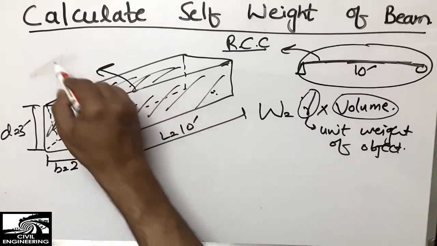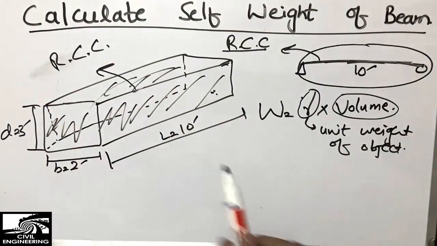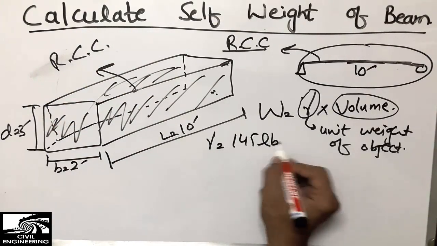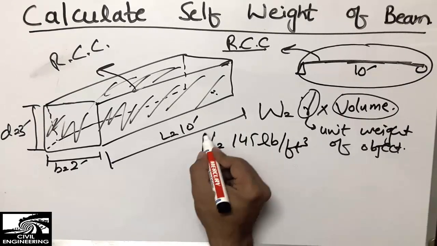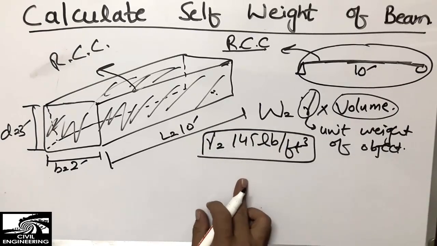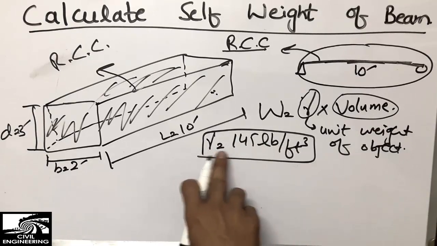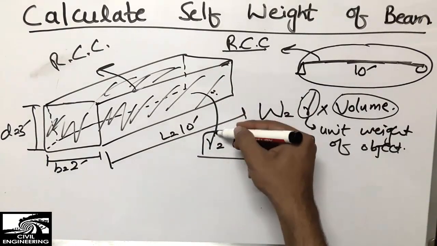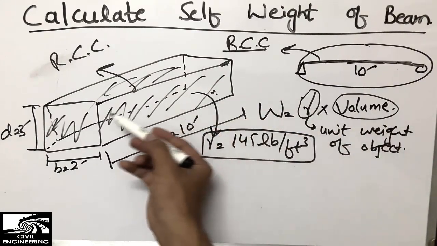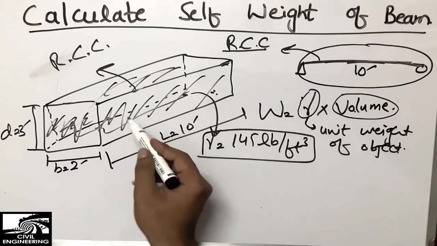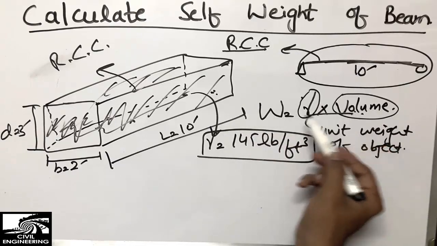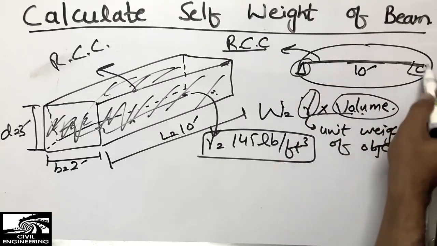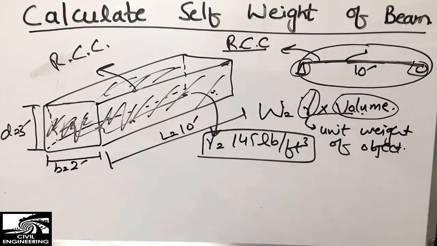This is R.C.C. So we should know that the R.C.C gamma value is 145 pound per cubic foot, right? This is the standard value known to us for the unit weight of reinforced concrete. So we know the unit weight, and we will find the volume of this beam from the length, width and depth. We will multiply these two with each other and get the self weight of the beam on these two supports.